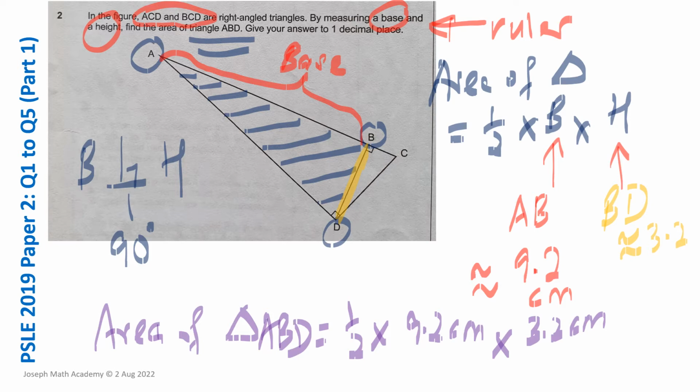If you multiply, we should get a value that we must round. They told us that our answer must be given in 1 decimal place. So when we do proper rounding, we get 14.7 square cm. So number 2 is done. Number 2 is easily done because it is applying the formula, but there's one condition. You need to use your ruler to measure the base, AB, and the height, BD. Measure carefully, as accurately as possible.